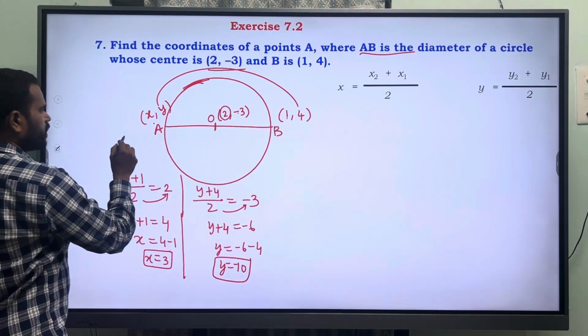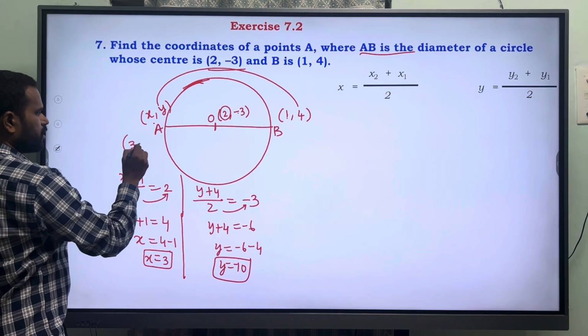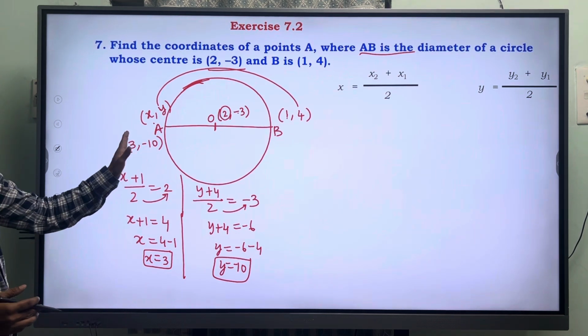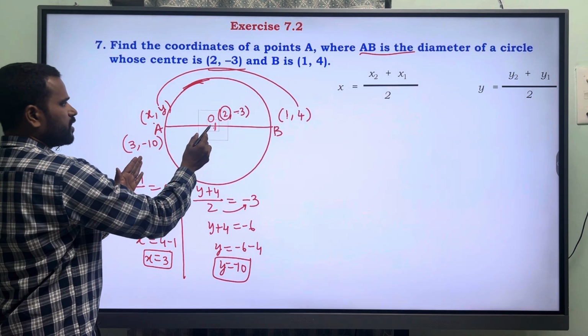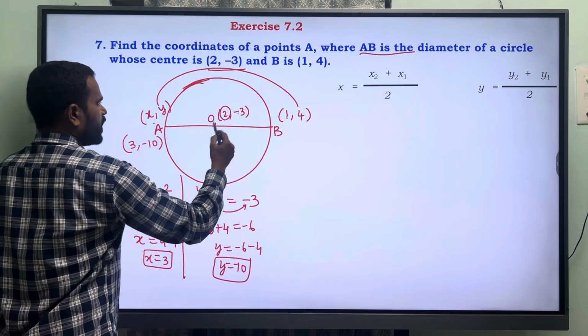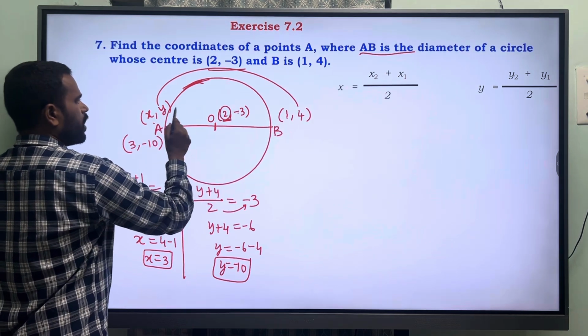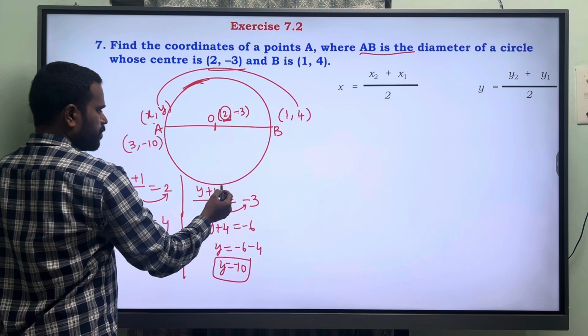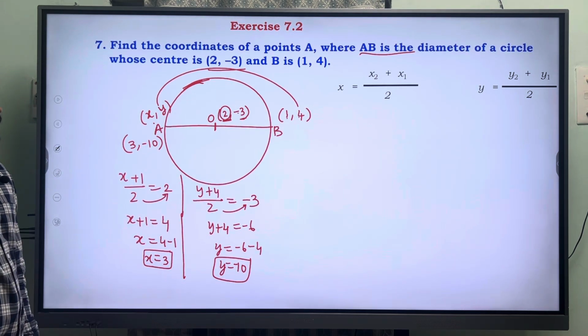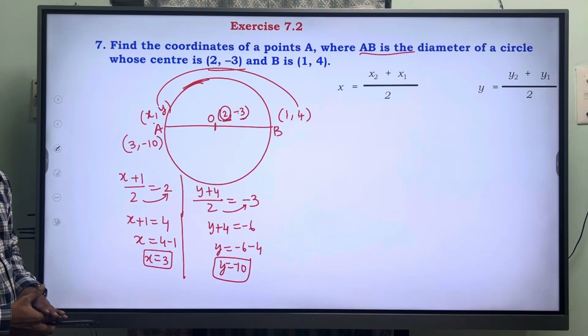So what is this coordinate? (3, -10). Understand? So easily we have found it, because O is the midpoint, right? So this is how we can do it. (x plus 1) by 2 should be equal to 2, (y plus 4) by 2 should be equal to minus 3. Midpoint, right? So that is the formula we are using, (x1 plus x2) by 2, like that.